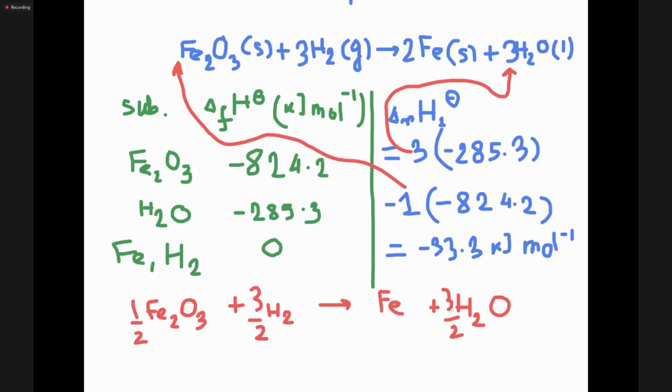Now this amount of reaction would be 1 mole of reaction, and ΔrH2° will be something different. So in this case, since the entire equation is divided by half, we will have the ΔrH2° value equal to minus 16.6 kilojoule per mole. So that will be actually equal to just half of the ΔrH°.